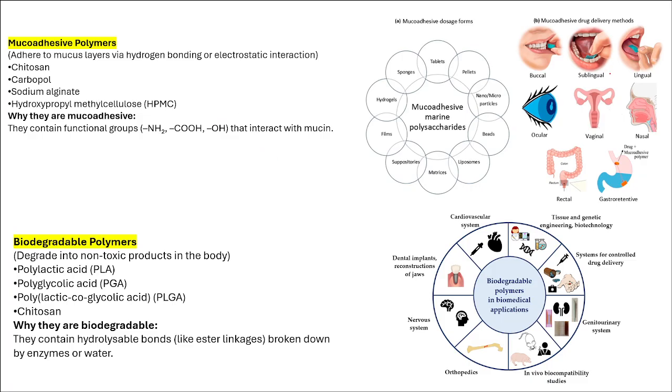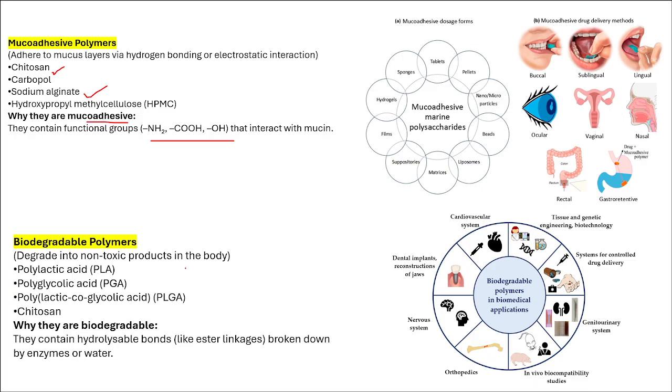So mucoadhesive polymers, just like I explained: you can simply take a polymeric patch, which could have a drug or something, and put it on the mucosal lining like buccal, sublingual, lingual, and over time it would keep on releasing the drug. Some mucoadhesive polymers are chitosan and sodium alginate. Why are they mucoadhesive? Because they have these functional groups.